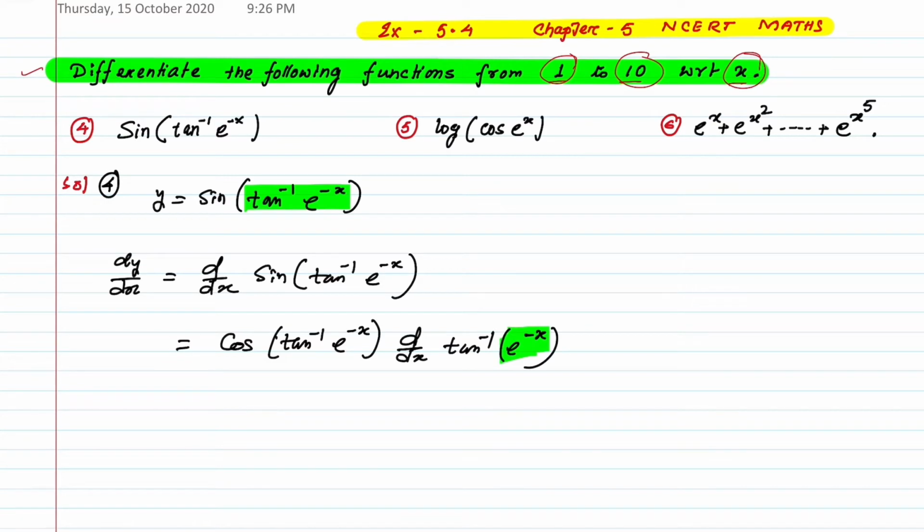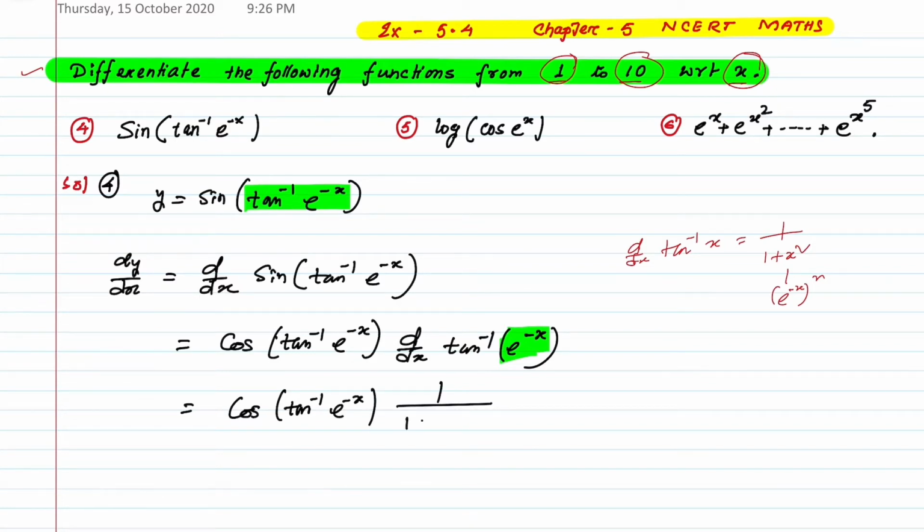If you assume this one as x, then what will you get? We know the derivative of tan inverse of x is equal to 1 by 1 plus x square, isn't it? So instead of x square, here we have to write e to the power minus x whole square. So our result will be cos of tan inverse e to the power minus x, and here it will be 1 by 1 plus e to the power minus x whole square.